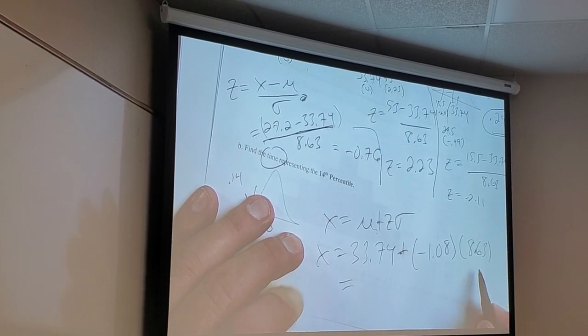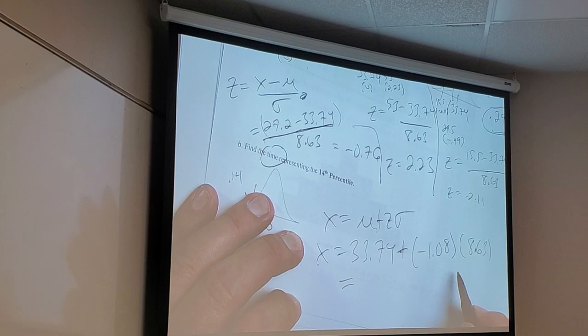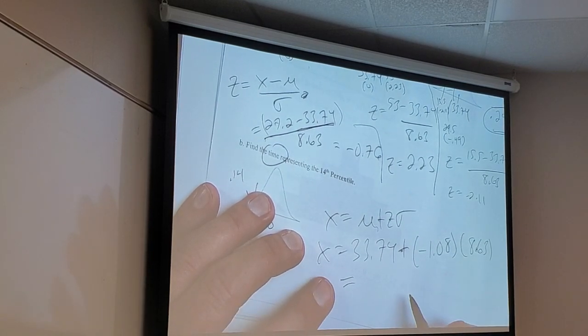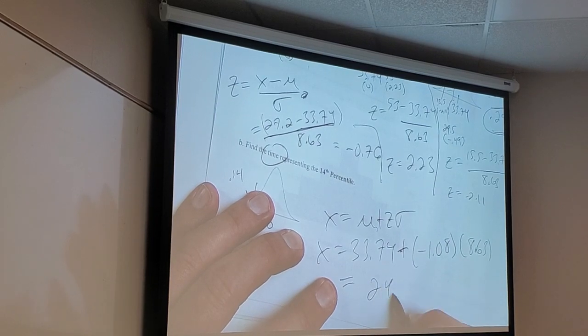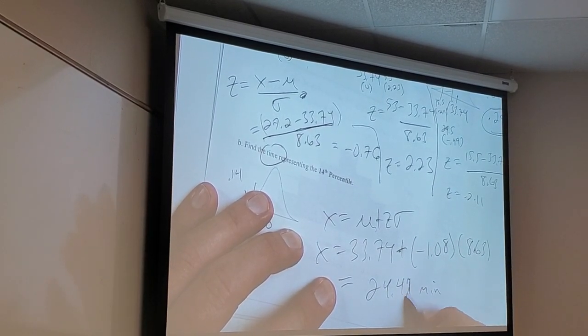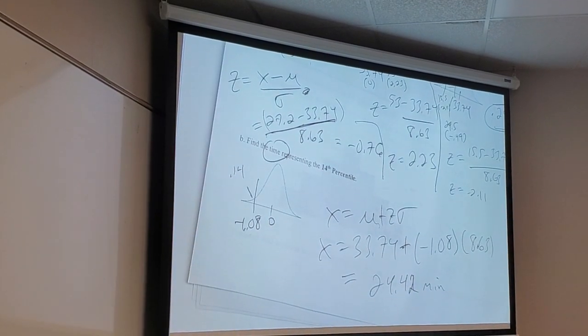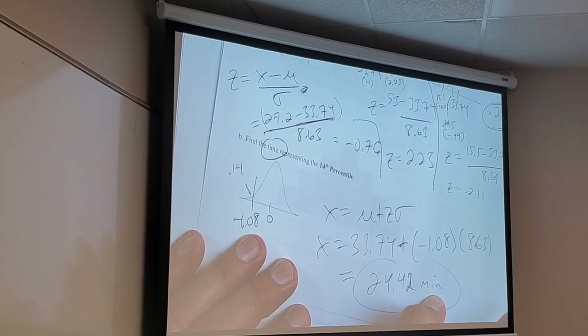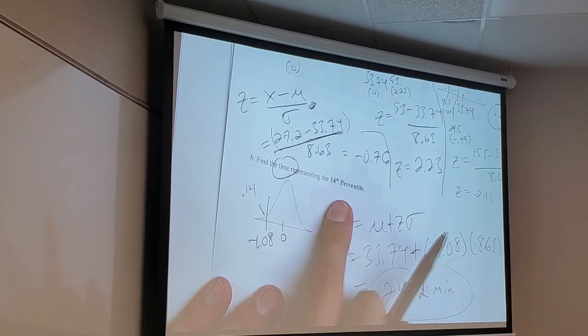I think it's supposed to be somewhere around 24. I could be so wrong. 24.41? 42? Okay. So if somebody took 24.42 minutes per week to find a parking spot, they would be in the 14th percentile.